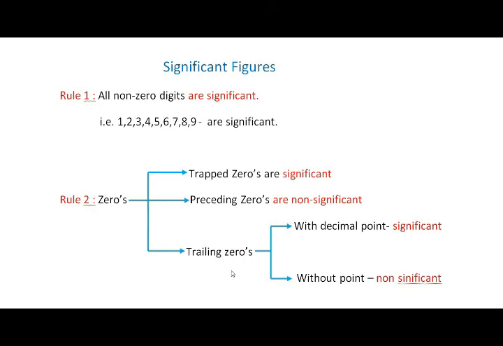Now the last case in which zero can occur is in the form of trailing zeros. Trailing zeros are zeros after a non-zero digit. And here you find 2 cases. If the given measurement has a decimal point, then you count the trailing zeros as significant. If the given measurement has no decimal point, then you do not count it as significant.